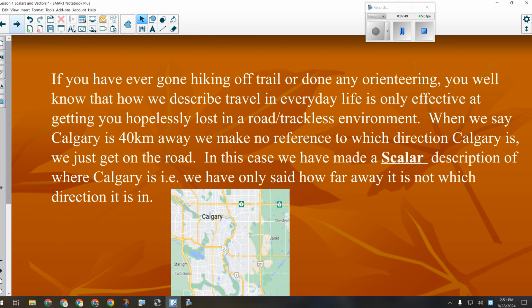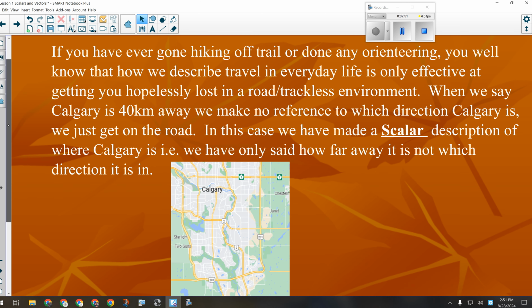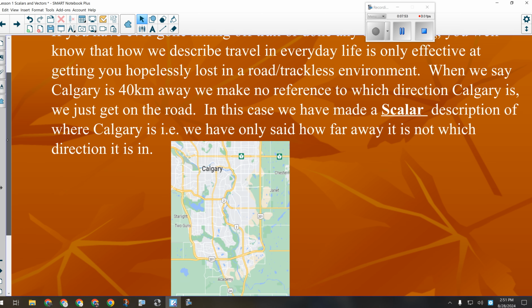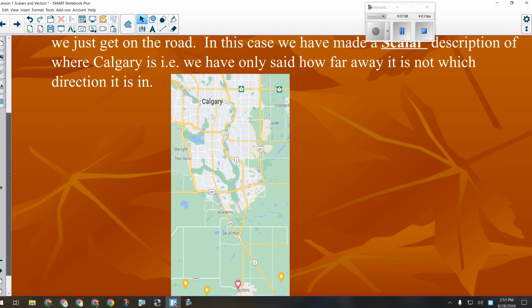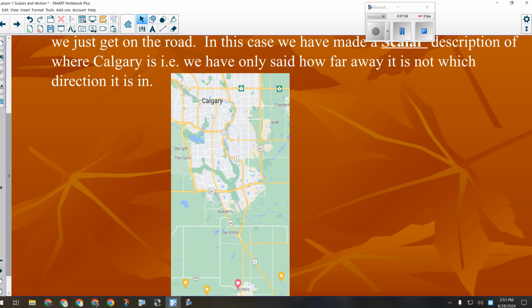All right, now let's say I'm describing a trip here. Let's say I'm telling somebody how far it is from Okotoks to the Calgary Zoo. So I'm going to start here in Okotoks and I'm going to drive probably along the Deerfoot here and then go in on Memorial and go into the zoo. And I tell somebody, yeah, it's 40 kilometers. Is that okay?